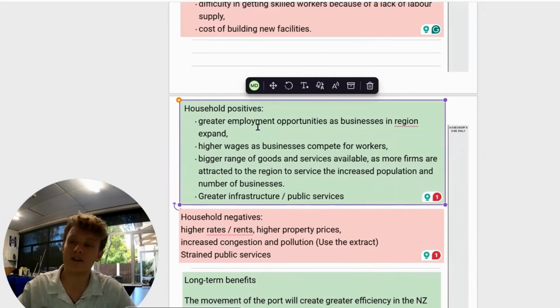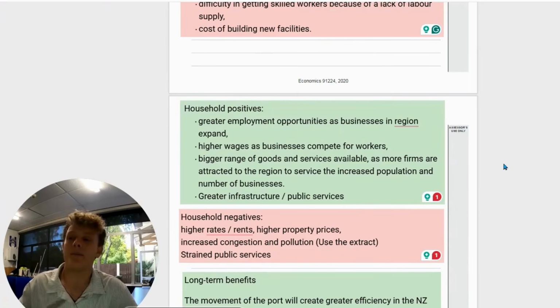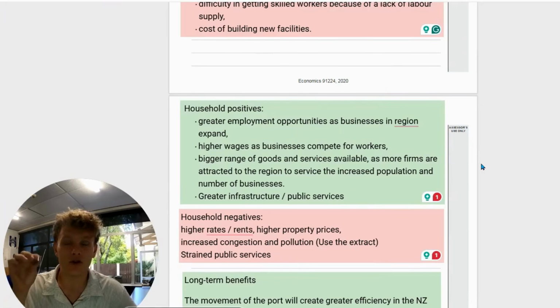Positives could be greater employment as businesses in the region expand, higher wages as the businesses compete for workers, and a bigger range of goods and services available as more firms are attracted to the region to service the increased population and number of businesses. And the last benefit might be greater infrastructure or a greater number of public services as more people join the area. So those are possible advantages or strengths.